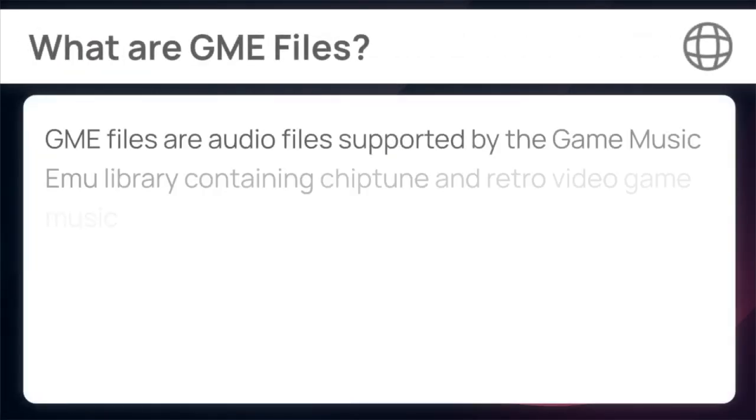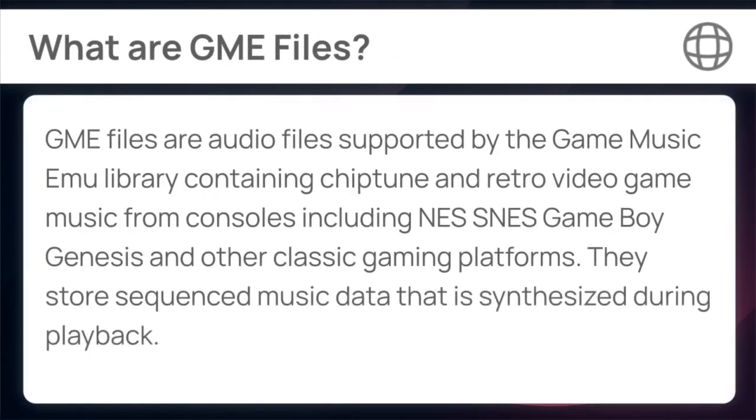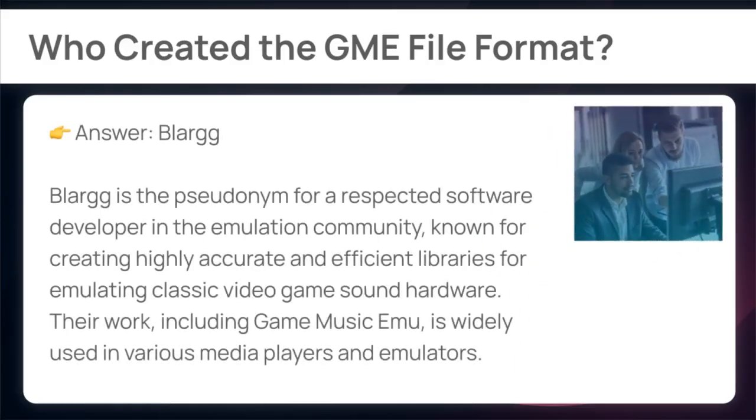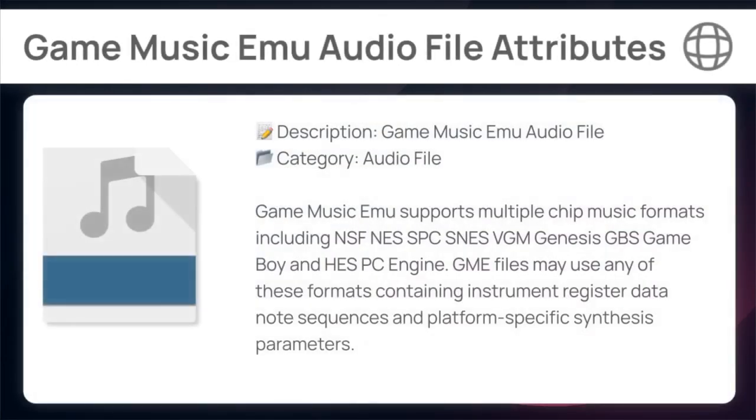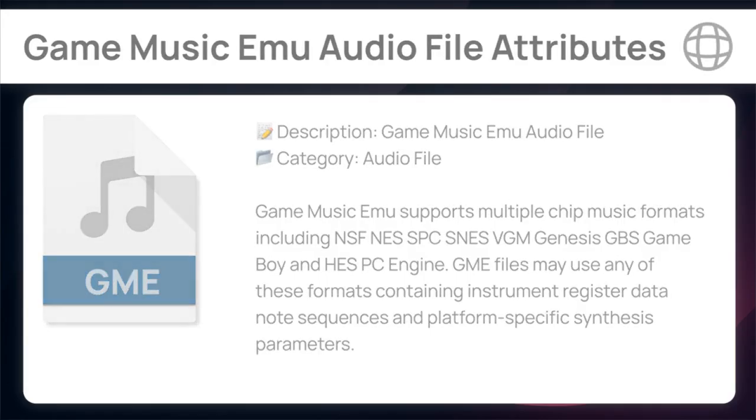GME files are audio files supported by the Game Music Emu library, containing chiptune and retro video game music from consoles, including NES, SNES, Game Boy, Genesis, and other classic gaming platforms. They store sequence music data that is synthesized during playback. Game Music Emu supports multiple chip music formats, including NSF (NES), SPC (SNES), VGM (Genesis), GBS (Game Boy), and HES (PC Engine). GME files may use any of these formats containing instrument register data, note sequences, and platform-specific synthesis parameters.